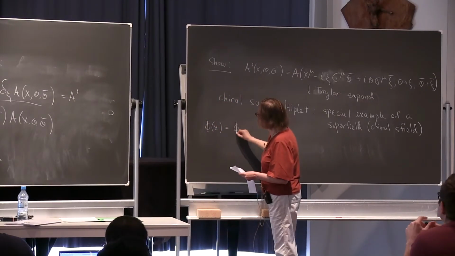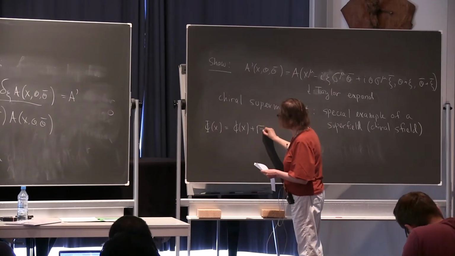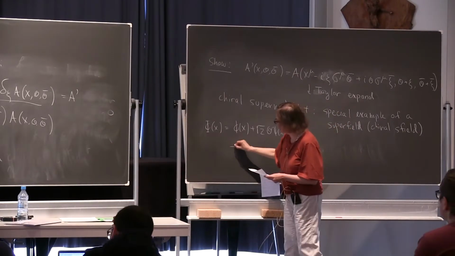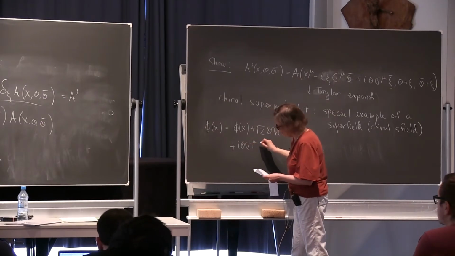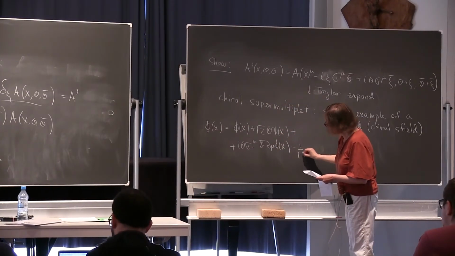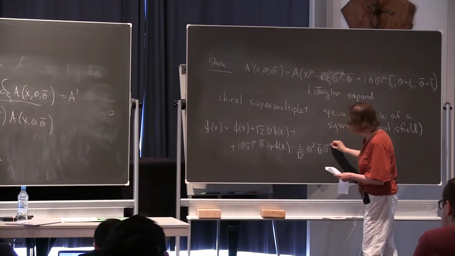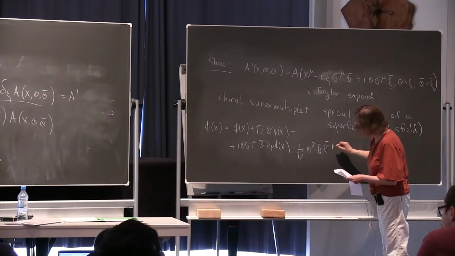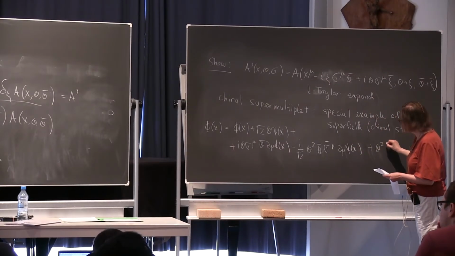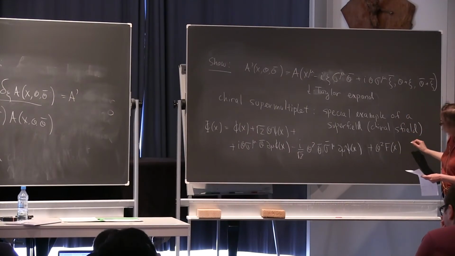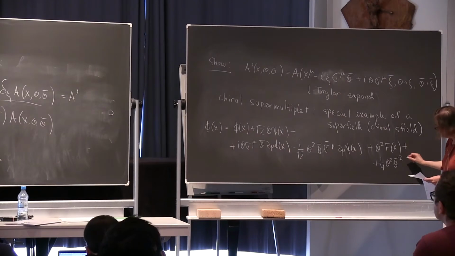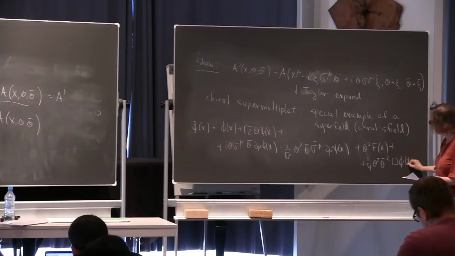Phi of x plus square root of 2 theta psi of x plus, let me continue over here, i theta sigma mu theta bar d mu phi of x minus i square root of 2 theta squared theta bar sigma bar mu d mu psi of x plus theta squared F of x, and finally one quarter theta squared theta bar squared box phi of x.